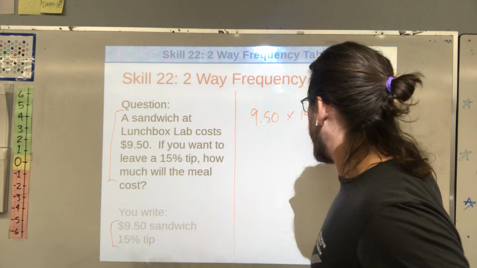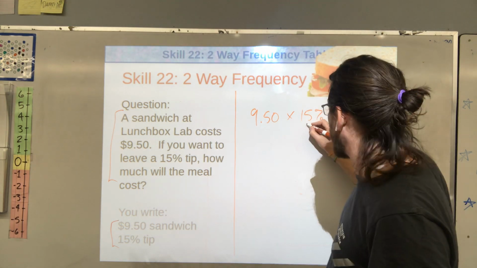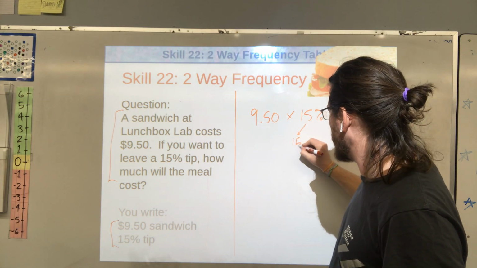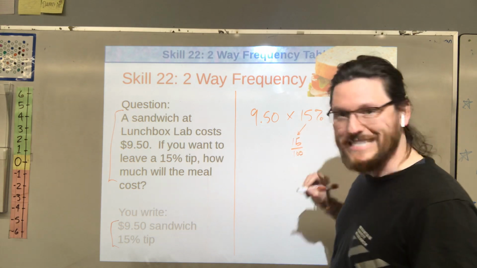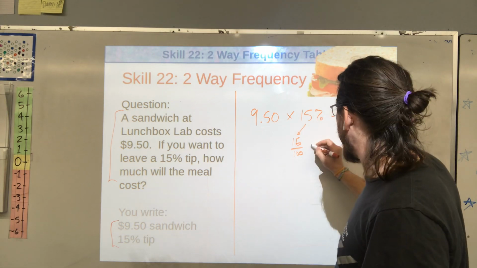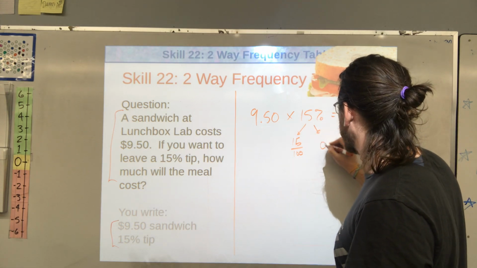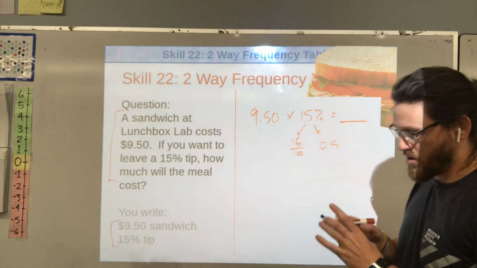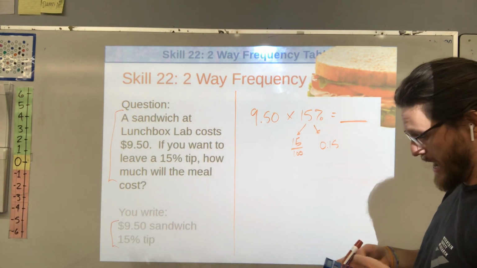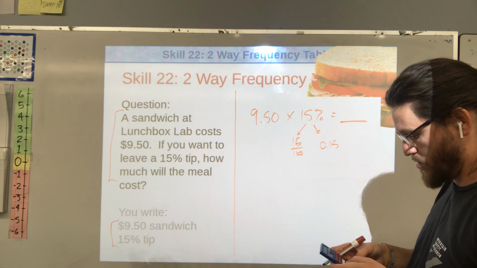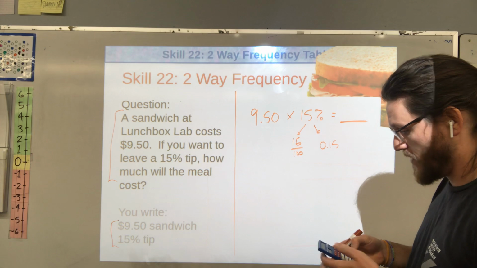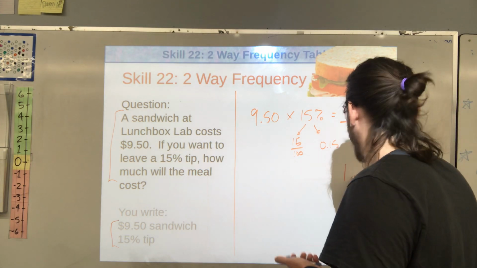Okay, again, it's hard to do math with percents, so it makes a lot more sense to either turn this into a fraction, 15 over 100, right, out of 100, or turn this into a decimal, 0.15, okay? And when I grab my calculator again, okay, I'm gonna do 9.50, and I'm gonna multiply times 0.15. I'm gonna get 1.4.